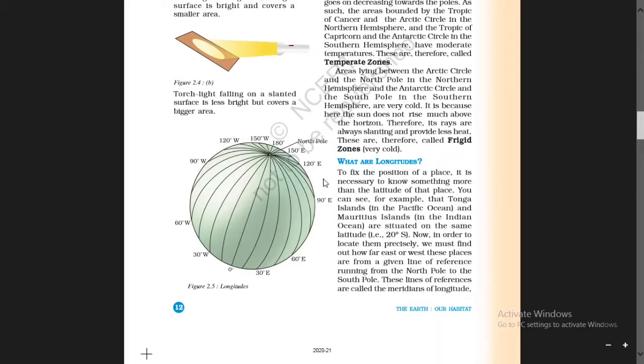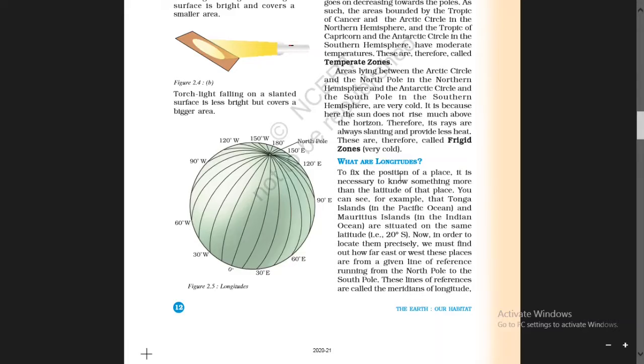Boys, see figure number 2.5. You can see lines are drawn from north to south, North Pole to South Pole. They are known as longitudes. Just remember, longitudes are drawn from pole to pole. Earlier ones, latitudes, are drawn from east to west direction. Now let us see what are longitudes.